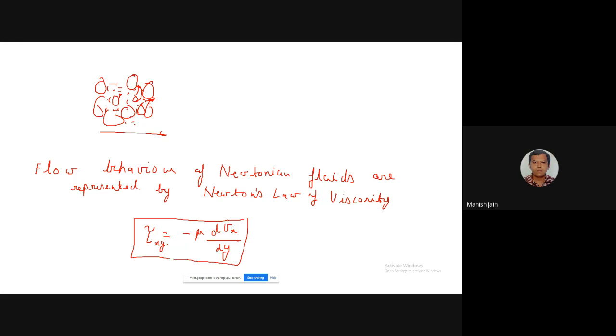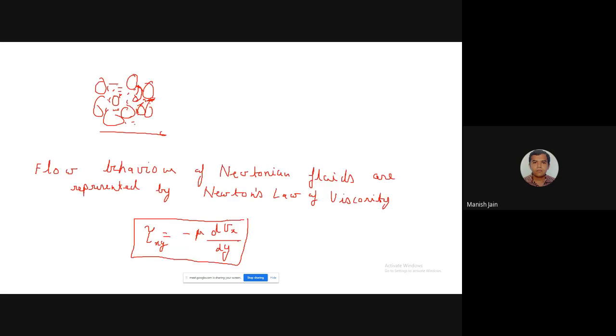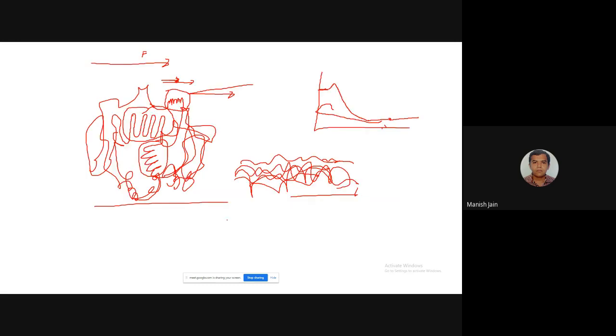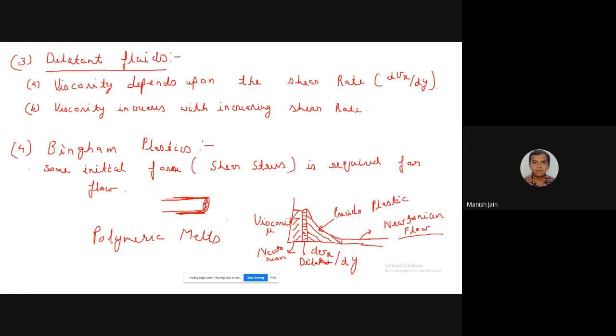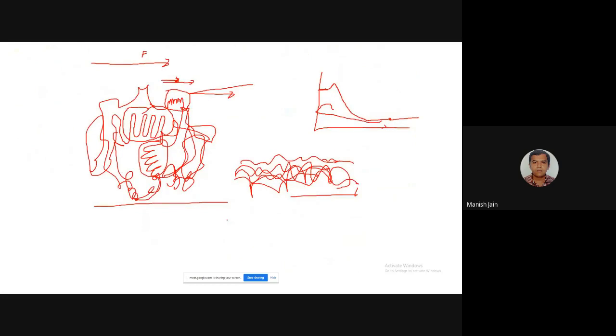So the models will become more complex when you have this type of fluids. There are two more types of fluids which you should remember. One is the thixotropic fluid and one is the rheopectic fluid. I am writing here only. So four now. Fifth is the thixotropic fluid, and sixth is the rheopectic fluid.